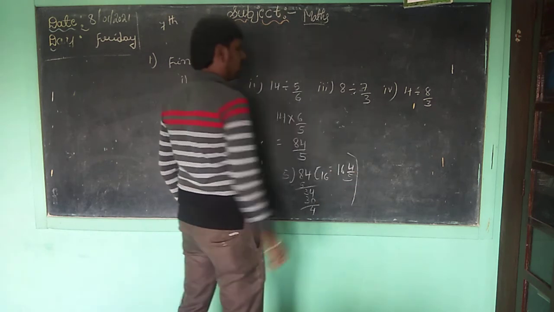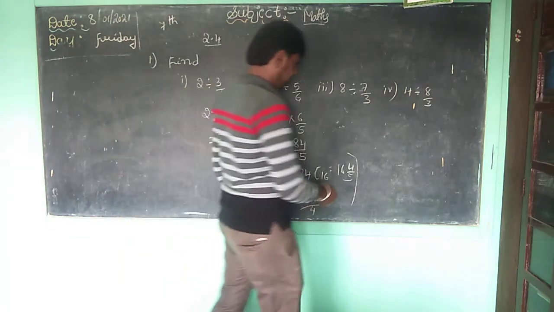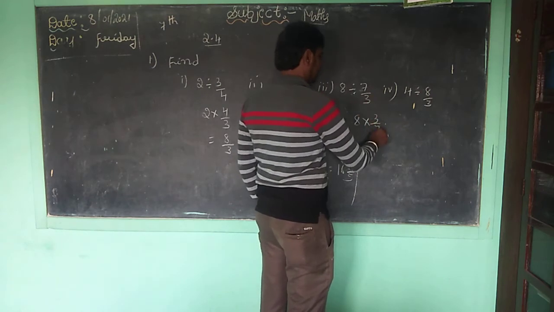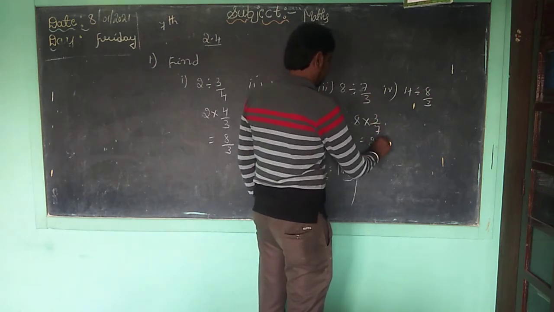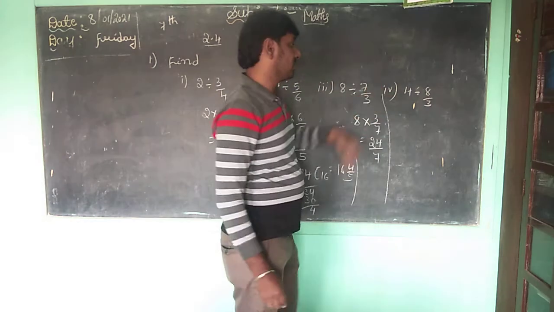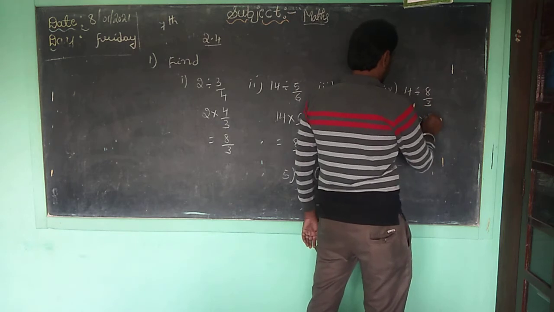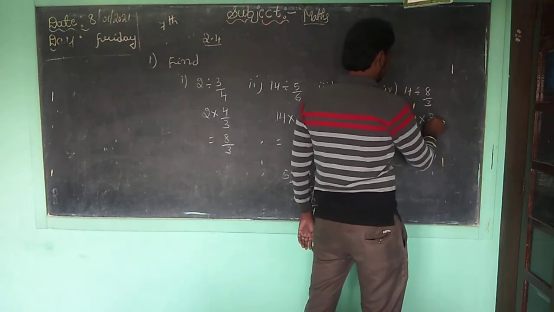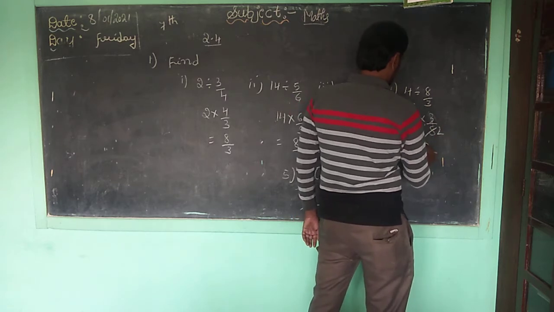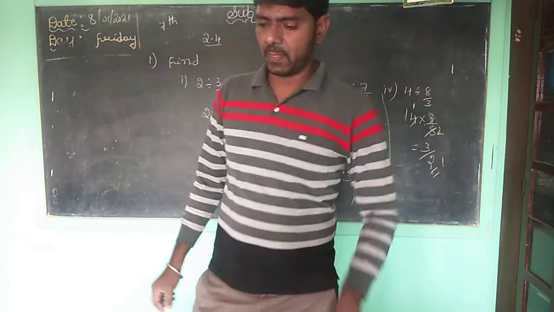So children, here also 8 divided by 7 by 3. You want to multiply this one. 8 into the reciprocal, 3 by 7. This is 24 by 7. So children, now we take this one, 4 by 8. So divided by 8 by 3 is 4 into 3 by 8. 4 1s are 4, 4 2s are 8. It is equal to 3 by 2. You can understand, children? Okay.